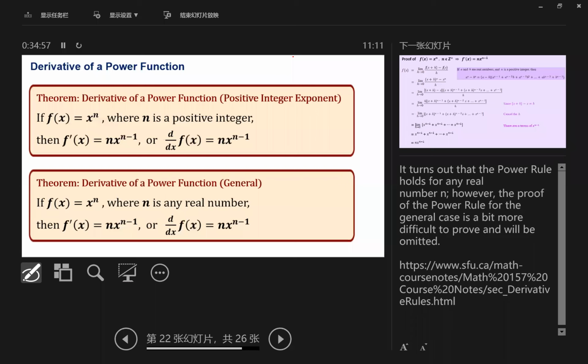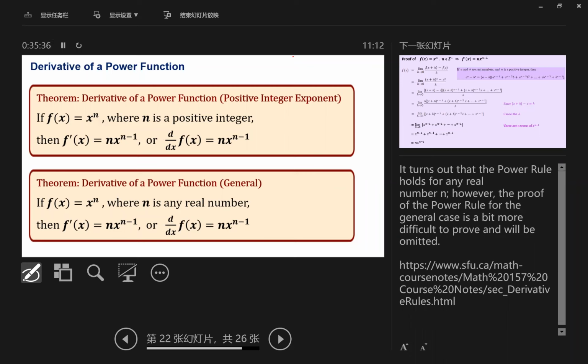Again, we have the following theorem. First, the derivative of a power function when the power is a positive integer exponent. If f(x) equals x to the power of n, where n is a positive integer, then the derivative of this function f prime x equals n times x to the power of n minus 1. Or we say df(x)/dx equals n times x to the power of n minus 1.